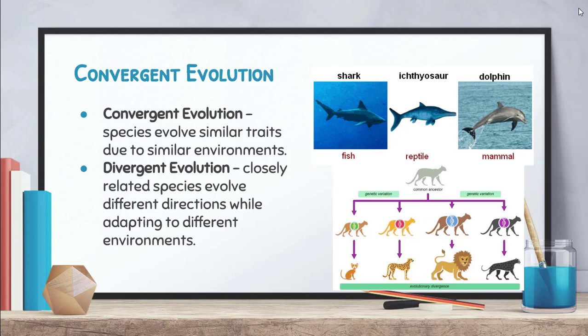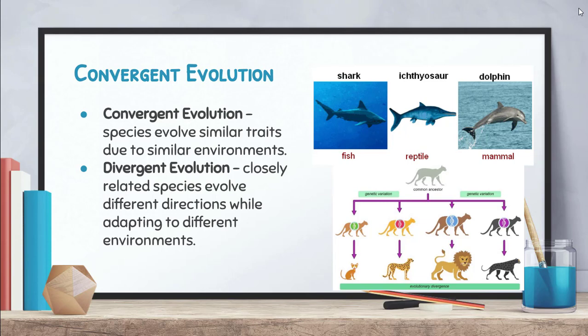Divergent evolution is closely related species that evolve in different directions while adapting to different environments. So for example, to diverge means to break off into separate directions from one particular point. So the example of this, we have a cat common ancestor. Genetic variation over time resulted in some changes, and you can see we have a variety of different cats that are well adapted to many different environments.